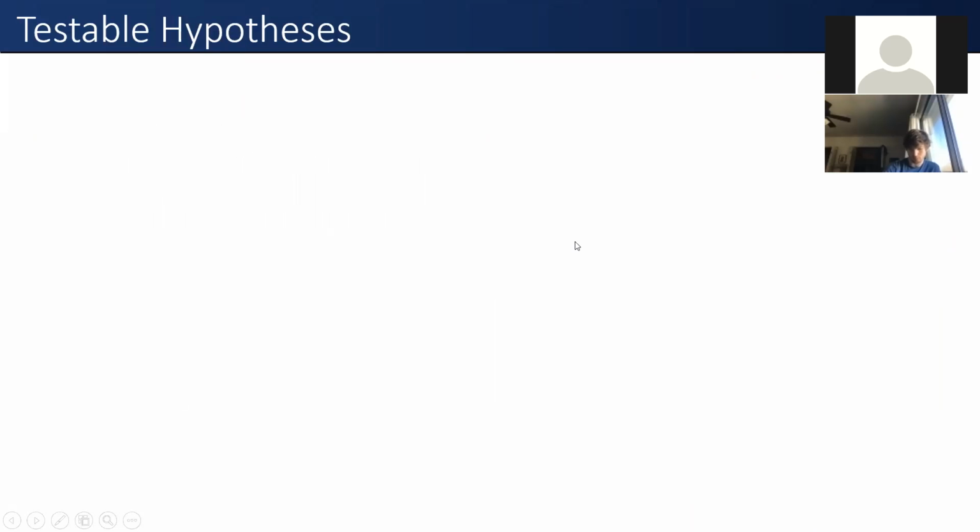All right, so a testable hypothesis here. What this means is that we have to have some sort of hypothesis that is falsifiable. And that term falsifiable means that, based on our experiment, we can disprove this hypothesis if we get certain results.